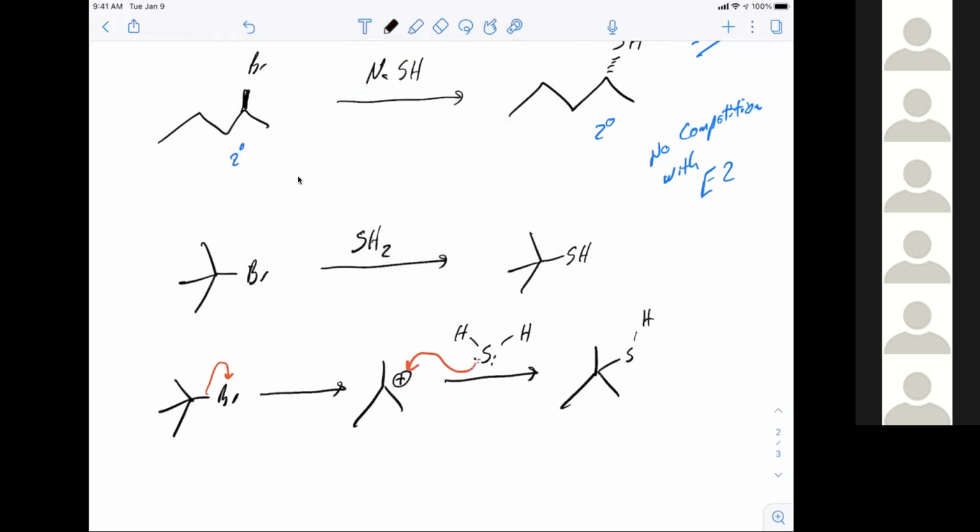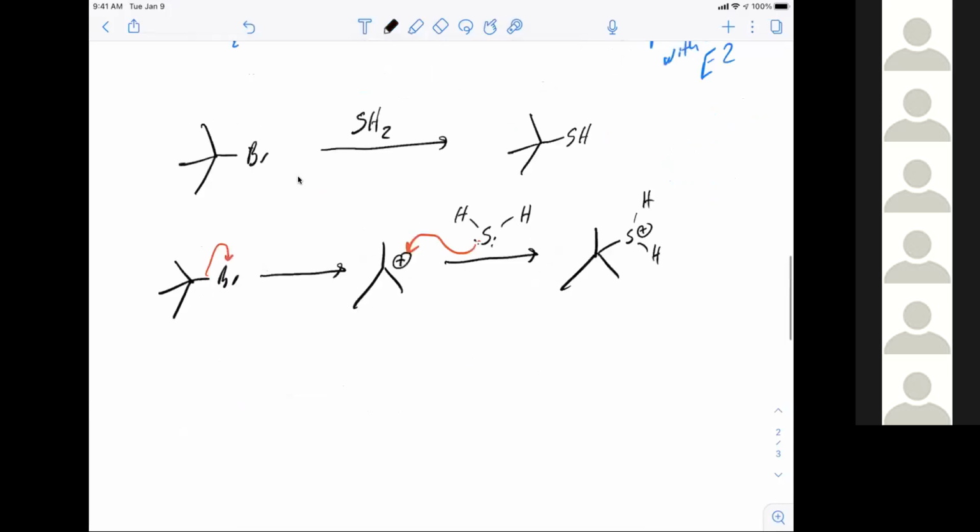Right, so we get our nucleophilic attack on the carbocation, and then we'll just get a proton abstraction. The thiol. Questions about this one? And this is SN1 mechanism. Right, so this is review as well.